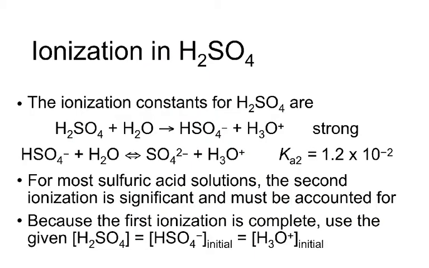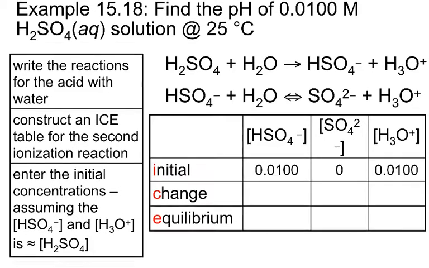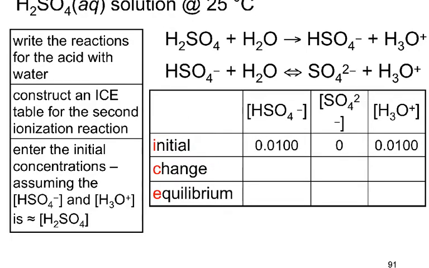Okay, what about sulfuric acid? That's the one where you do have to worry about that second value. So let's just work through a problem with it. It's going to be simpler. So find the pH of a 0.0100 molar sulfuric acid solution. So what we do is the first one goes to completion. So we're going to use our initial concentration as the concentration of our HSO4- and our H3O+ to start with. But then because we don't have any SO4 2-, we're going to gain that.